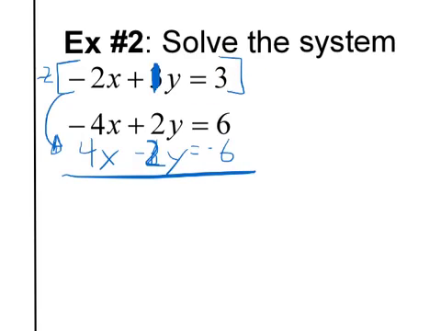Alright, now I can go and add these equations together. I get negative 4x and 4x, that makes 0. 2y and -2y, that also makes 0. And 6 minus 6, that also makes 0. Okay, I get 0 equals 0.